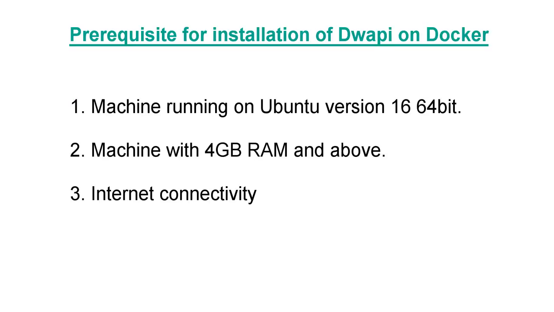Thank you. I'm going to take you through the prerequisites. To install DWAPI on Docker, you need to be running Ubuntu version 16, which should be 64-bit. Your machine needs to have at least 4 GB RAM, and for the installation process you will need internet.